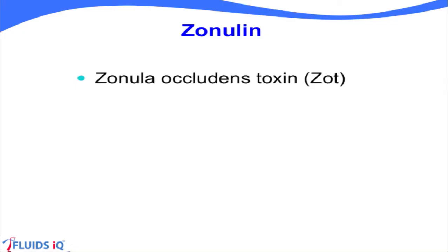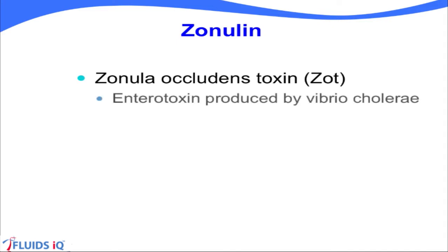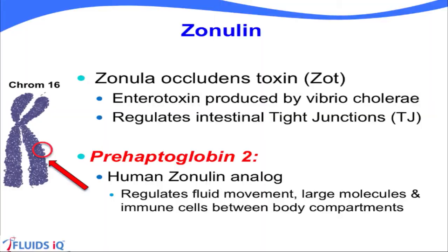What is zonulin? Well, zonulin, or to be more particular, the zonula occludens toxin, or ZOT, was discovered a good number of years ago. It is an enterotoxin that is produced by Vibrio cholerae, and it was discovered that it regulates the intestinal tight junctions, the intercellular junctions between enterocytes in the gut.